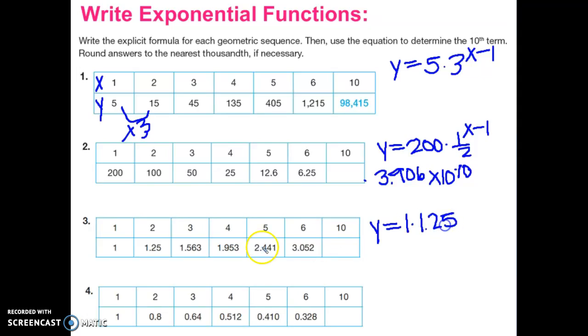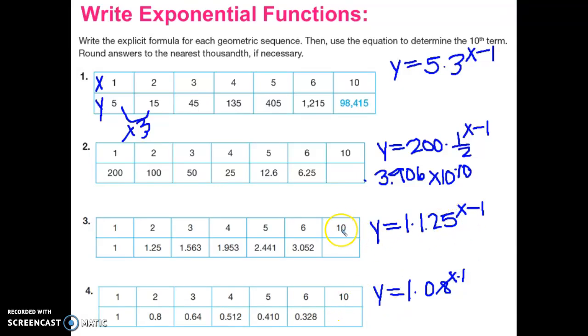And now you should start to see a pattern forming. I did that twice to get to the third term, 3 times to get to the fourth. So it's always going to be x, the number of terms, minus 1. The last one, you recognize that it's decreasing. How do you go from 1 to 0.8? Well, you multiply by 0.8. So it's going to be y equals first term times 0.8. And then, again, the pattern that we started to notice is that it's x minus 1.